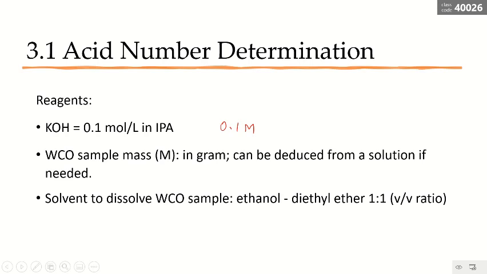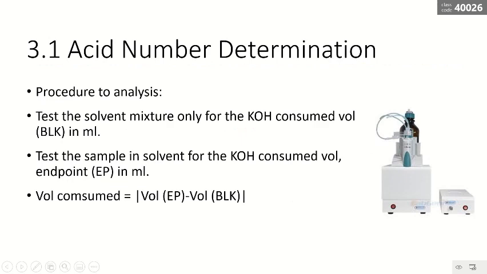Then the sample will be dissolved inside the solvent, which uses a 1:1 volume over volume ratio of the ethanol and ether. Now we have the potassium hydroxide solution. We also have the waste cooking oil solution. Then we can just do the analysis. This is the typical equipment that can do the titration job for us.